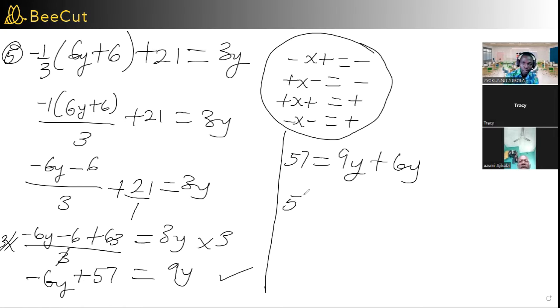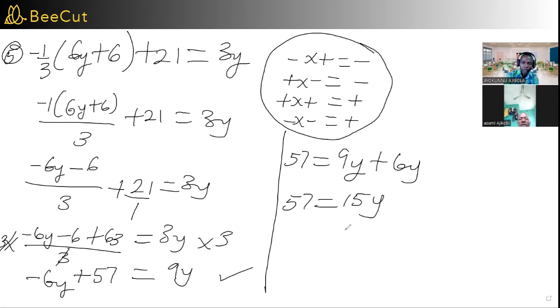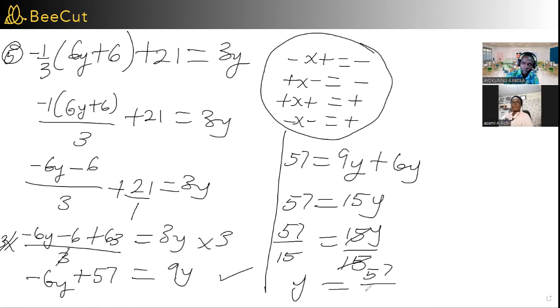So I have 57 equal to, what is 9y plus 6y? That is 15y. So you divide both sides now by 15. So you can say 57 over 15 equal to 15y all over 15. Then 15 here cancels 15. I have y equals 57 over 15.